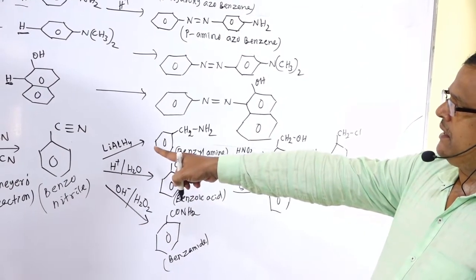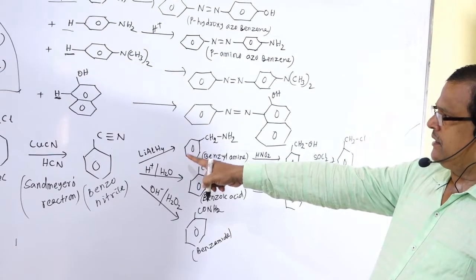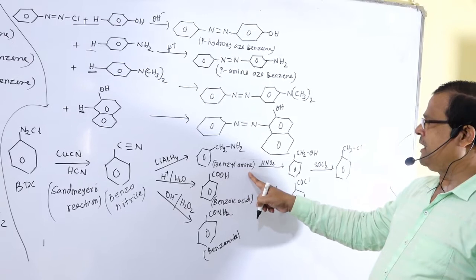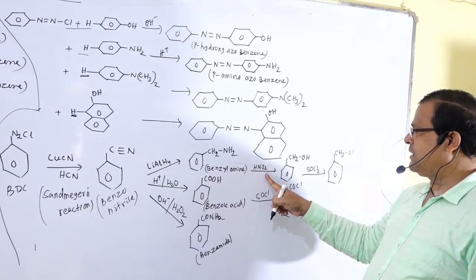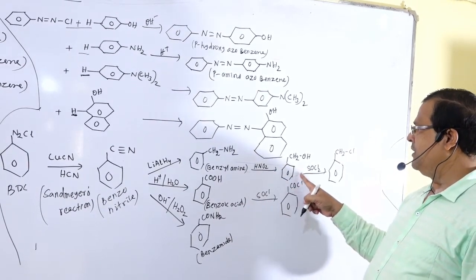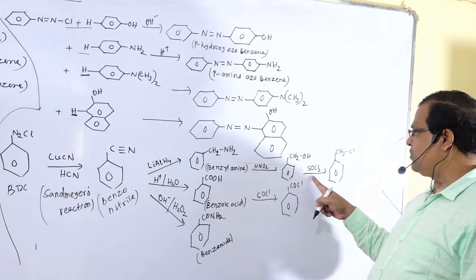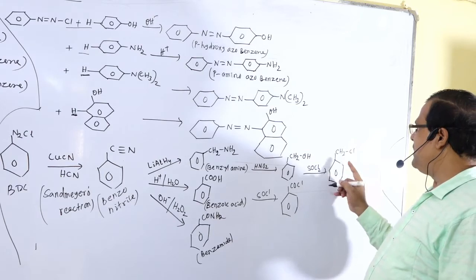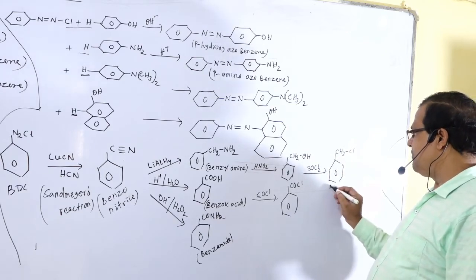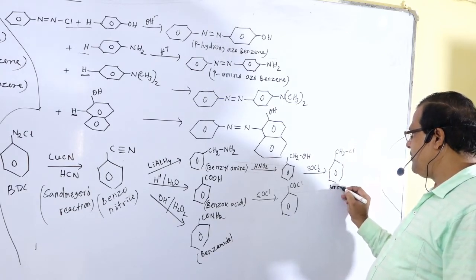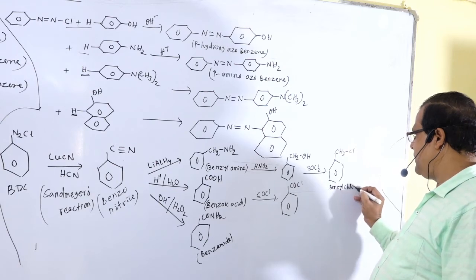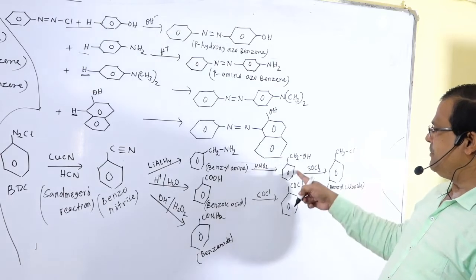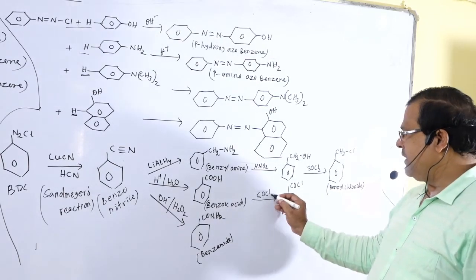Benzonitrile treated with lithium aluminum hydride, on reduction gives benzylamine. Benzylamine treated with nitrous acid gives benzyl alcohol. Benzyl alcohol treated with SOCl2, PCl3 or PCl5 gives benzyl chloride. This is benzyl alcohol, but this is your SOCl2.